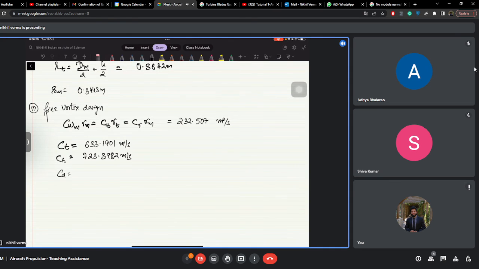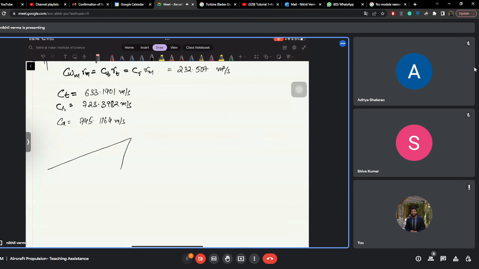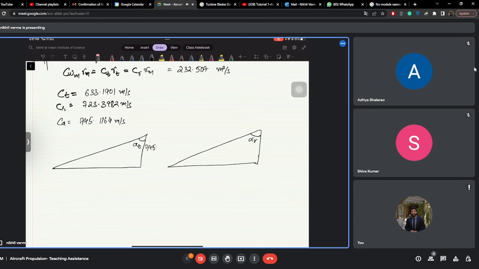So this is a velocity. Then your CA is fixed. That is your 745.1164 meters per second. So if you make a triangle, this is your alpha, let me say that's alpha at the tip, and this is alpha at the root. So you have 745.1164 meters per second, and you have 633.1901 meters per second, and this is 723.3982 meters per second, and this is 745.1164. So alpha t and alpha r you can calculate.